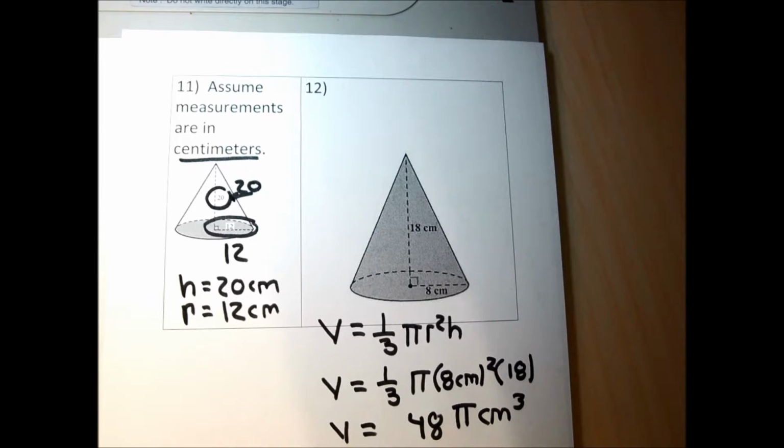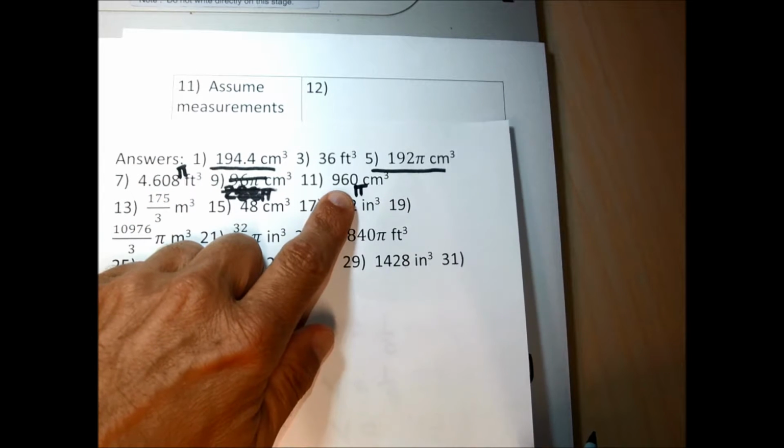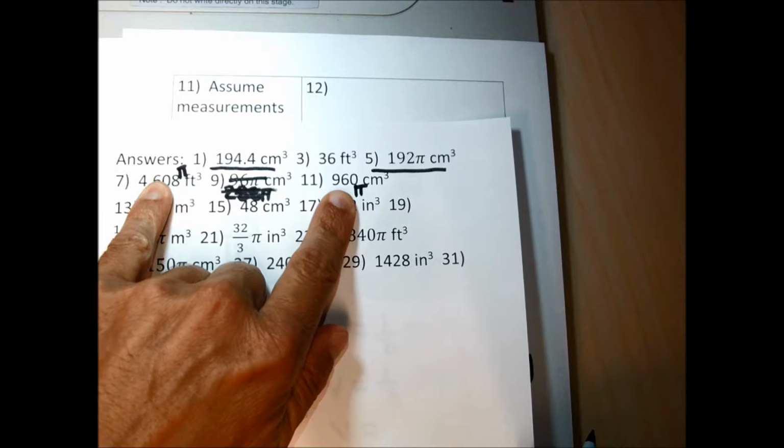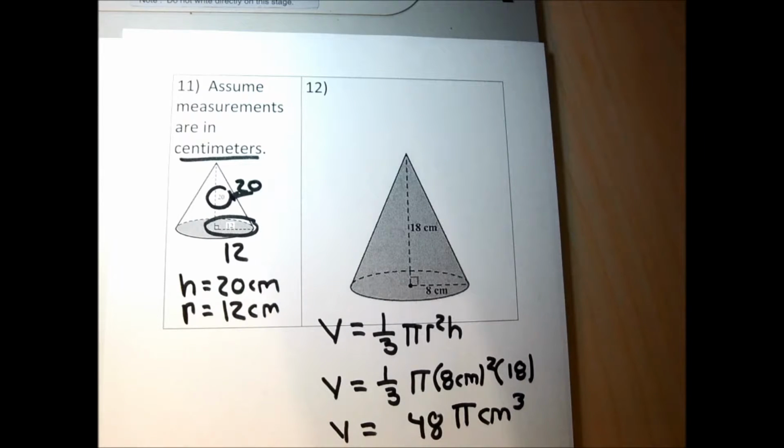And your problem 11, I think it should be 960 pi. I forgot the pi for number 11 in my answer and number 7. So I think it's 960 pi cubic centimeters.